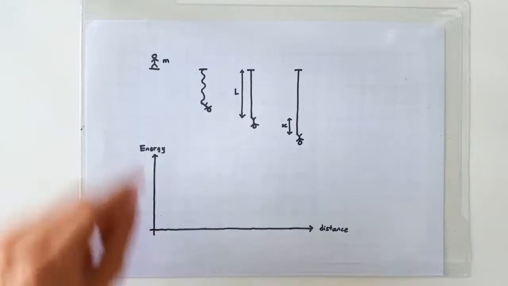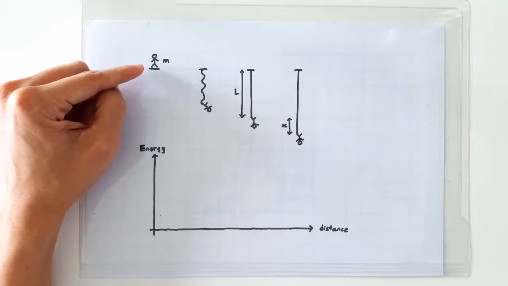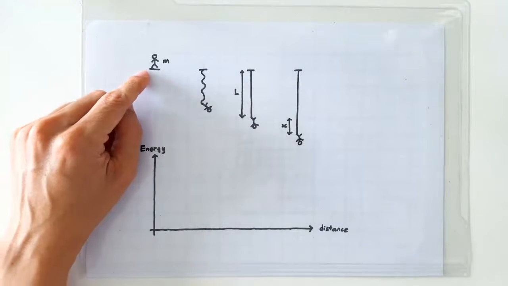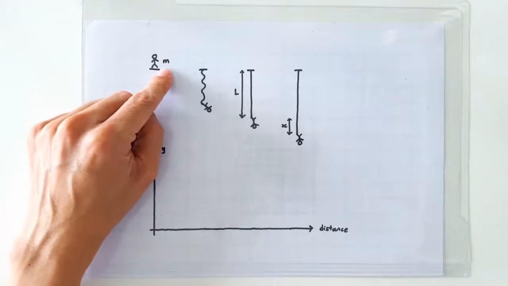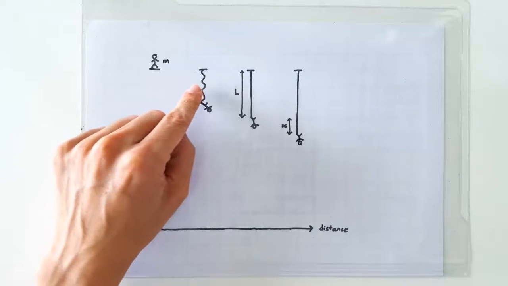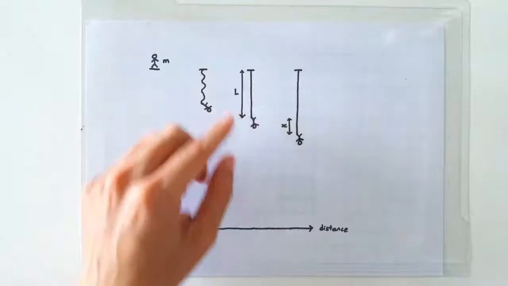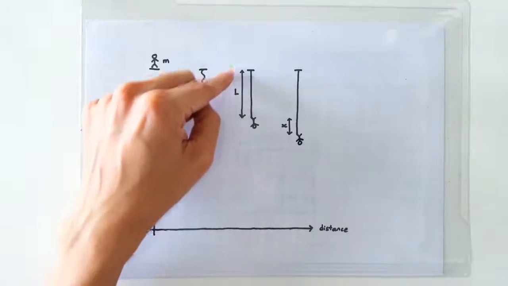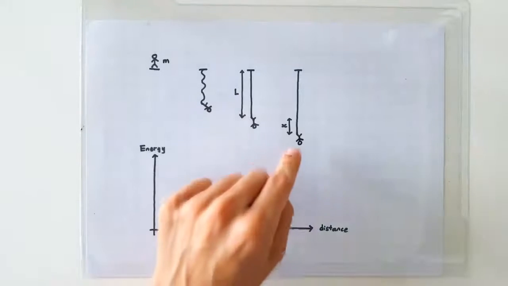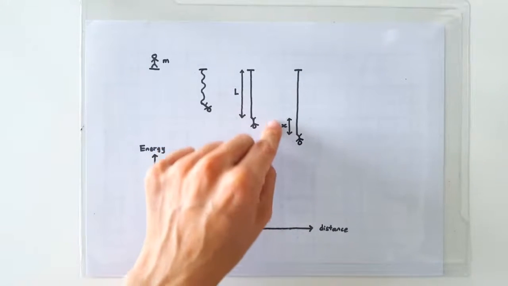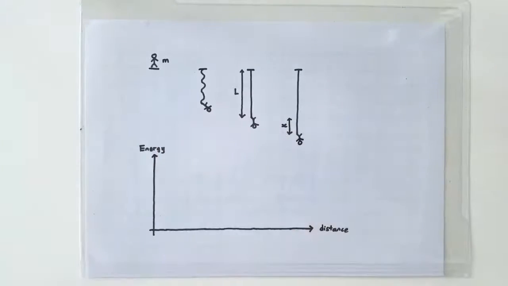Hello. In this video, we'll discuss the energy changes that take place during a bungee jump. So this is the bungee jumper of mass M. He jumps and screams, of course. The bungee rope straightens out after he has fallen through a distance of L, and he reaches the minimum height after falling through an additional distance of X.